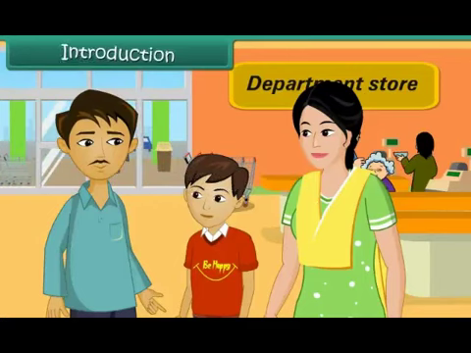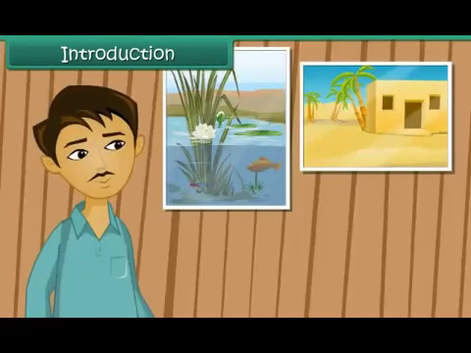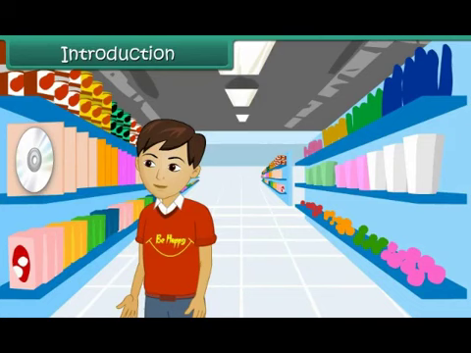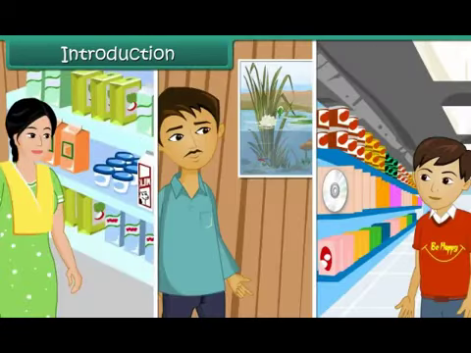Introduction. You are in a department store with your parents. Your mother wants to pick up grocery. Your father wants to look at some paintings. You want some music DVDs for yourself. The three of you head in three different directions in the department store.